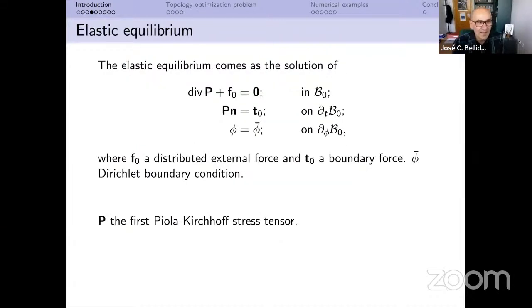So the elastic equilibrium is obtained as the solution of this equation, where f0 is the distributed force, and then we have a traction force, and a Dirichlet boundary condition, for instance, if the structure is anchored. P is the first Piola-Kirchhoff stress tensor. Then we need a constitutive law for obtaining this tensor from the deformation gradient.